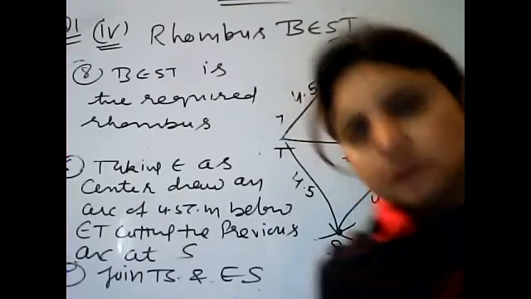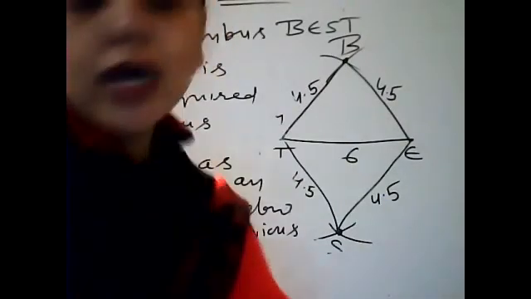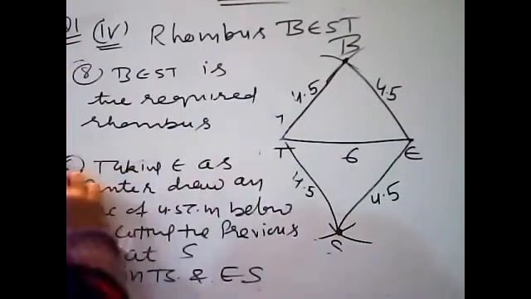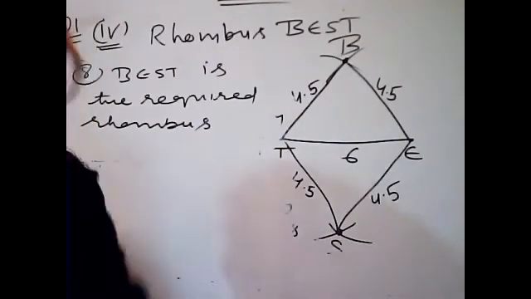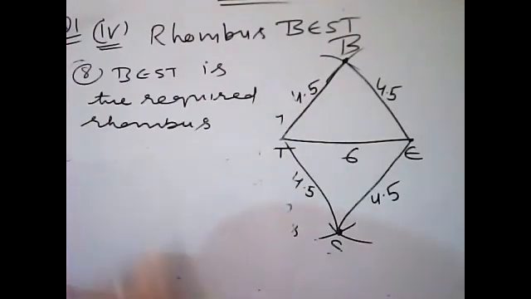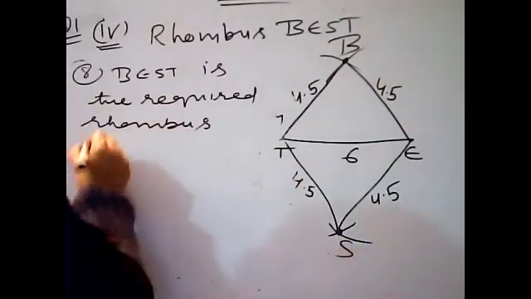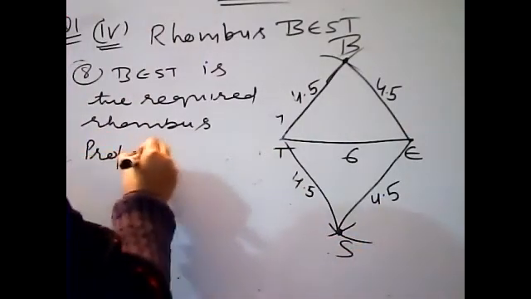Okay, so I told you the construction steps, if it is asked, only then are to be mentioned, but the property used is to be mentioned every time. This you must write. BEST is the required rhombus. If the steps are not asked, the property used is to be written, it is a must.